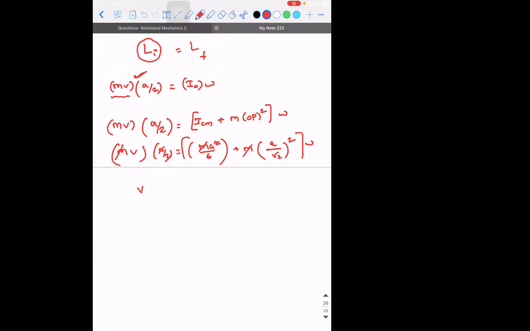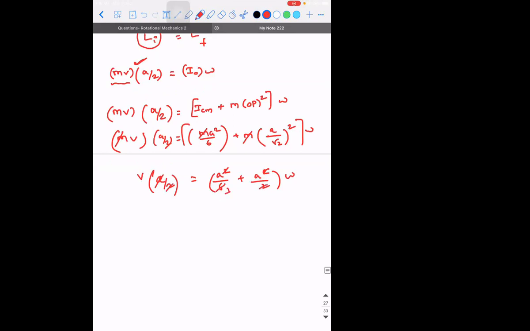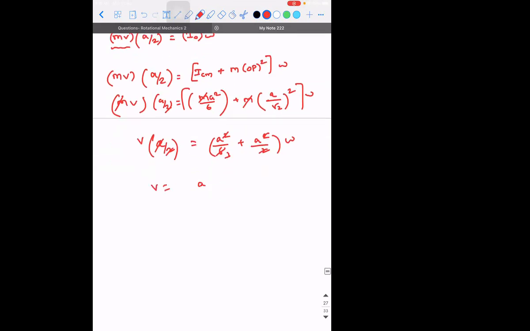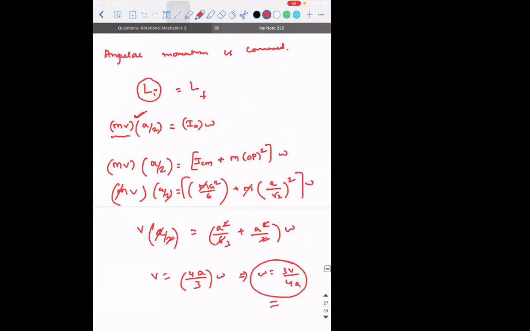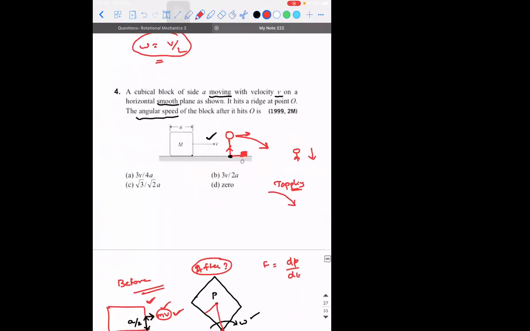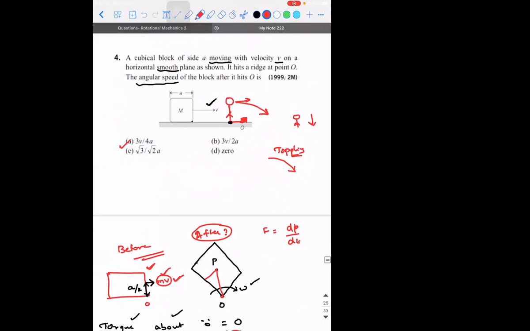Okay, I'll not cancel a by 8. V into a by 2 is equal to a square by 6 plus a square by 2 into omega. A will get cancelled. 2 will get cancelled. So V is equal to a by 3 plus a, that is 4a by 3 into omega, which implies omega is equal to 3v by 4a. So understand here, is there an option on it? 3v by 4a, yes, first option.